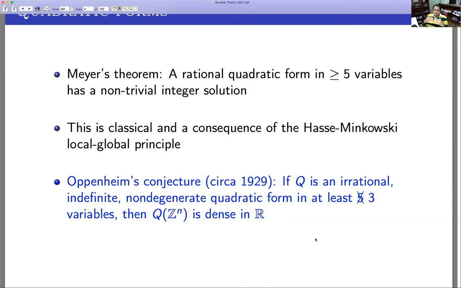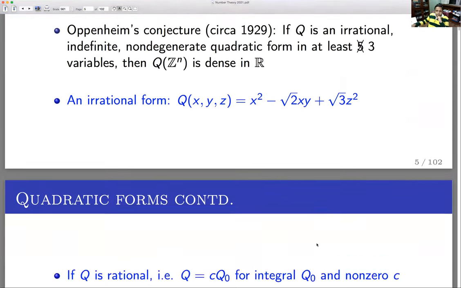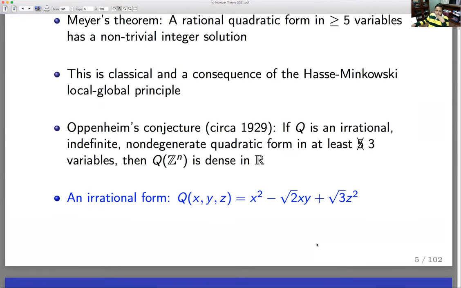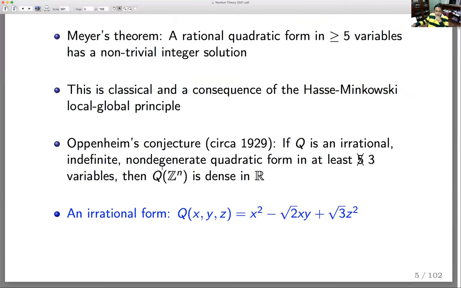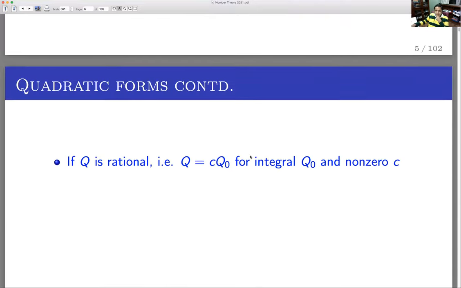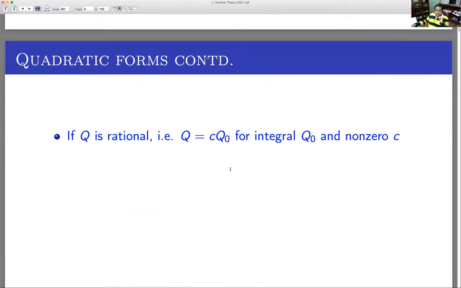So what we have is that if you have a rational quadratic form, then it has an integer zero. If you have an irrational quadratic form, then you can approximate zero as well as you like using an integer vector. That's the philosophy behind the conjecture. Here's an example of an irrational quadratic form: it's just any quadratic form which is not a real multiple of an integer quadratic form. Oppenheim conjectured this around the year 1929.